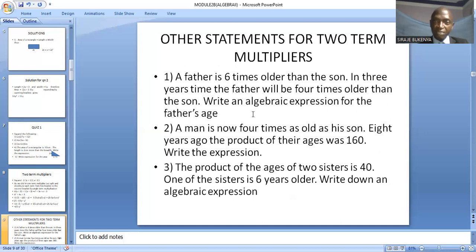A man is now 4 times as old as his son. 8 years ago, the product of their ages was 160. Then you can write an expression for that.